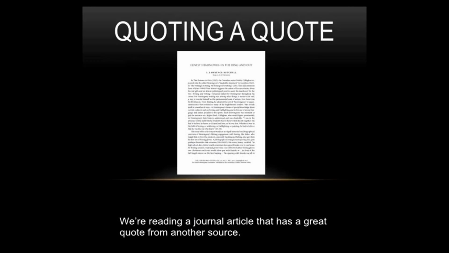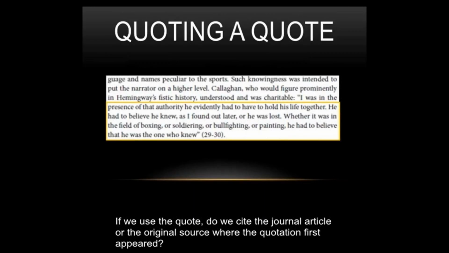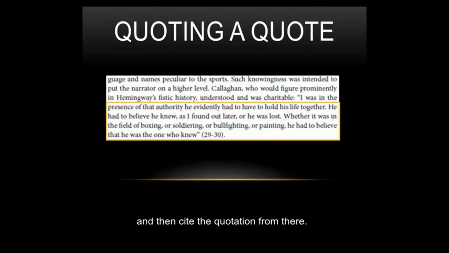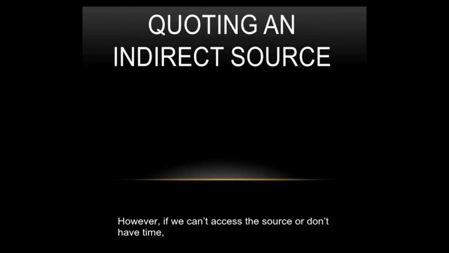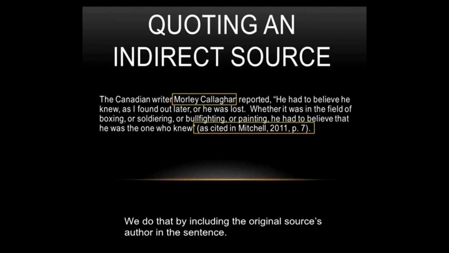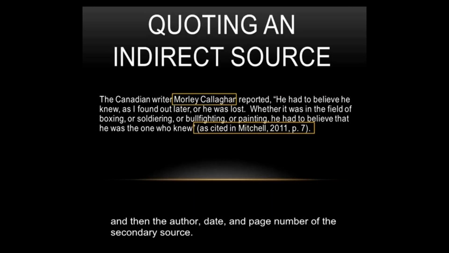We're reading a journal article that has a great quote from another source. If we use the quote, we would cite the journal article or the original source where the quotation first appeared. Ideally, we would use the citation in the journal article to find the original source and then cite the quotation from there. However, if we can't access the source or don't have time, we can cite the quote as an indirect source. Do that by including the original source's author in the sentence. In the parentheses at the end of the quotation, we will include the words "as cited in," and then the author, date, and page number of the secondary source.